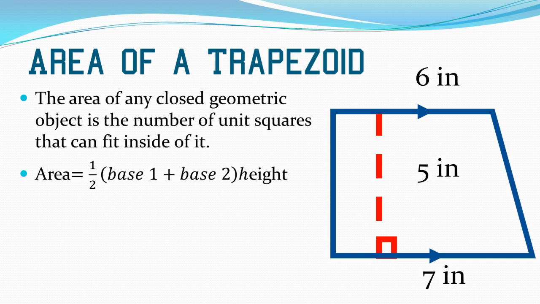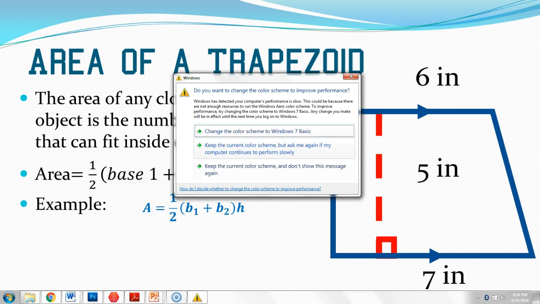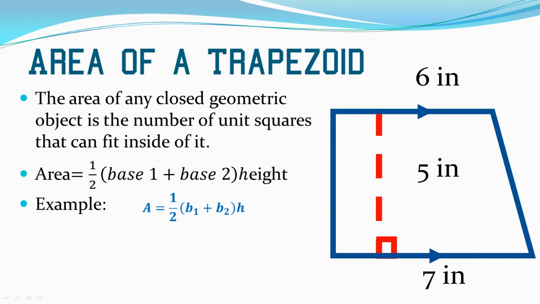When you follow your order of operations, you'll need to add that value, multiply it by 1/2, and then multiply the subsequent product times the height. Let's try an example problem. Always start by writing out the general formula. A equals 1/2 (B sub 1 plus B sub 2) times height. If it helps, label these measurements within your diagram. Base 1 is 6, height is 5, and base 2 is 7.